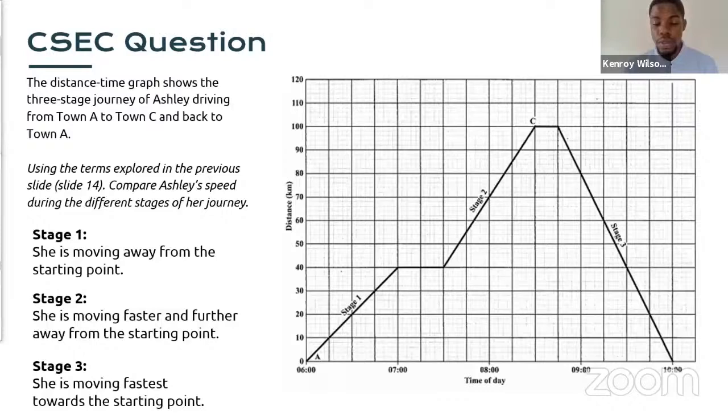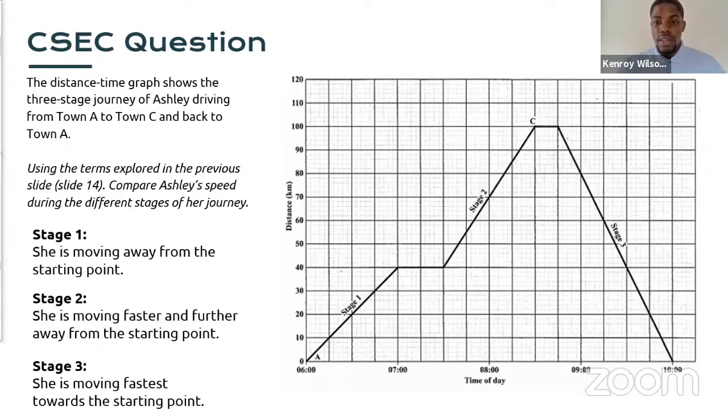It is sloped downward. Now, students, I know that you might be looking at this graph and be tempted to say that, hey, because the line is going down, it means that she's slowing down. No. Not necessarily. That's not how you interpret this graph. How fast or how slow you can tell by the gradient of the line.